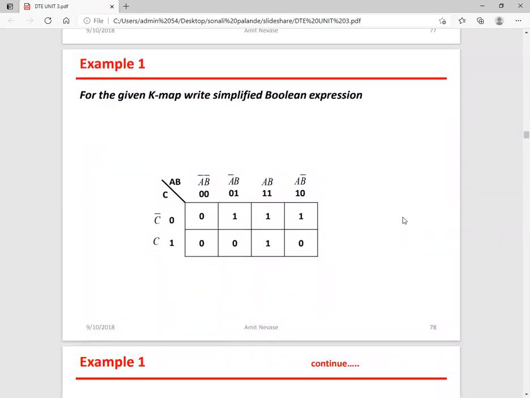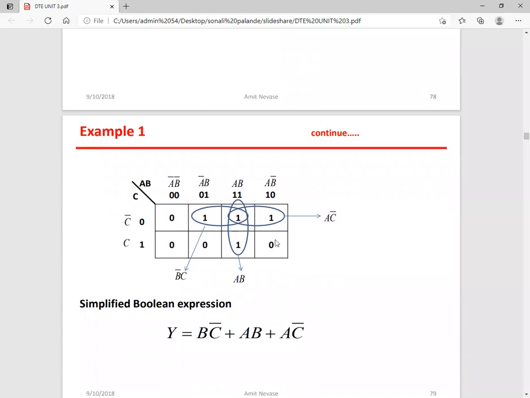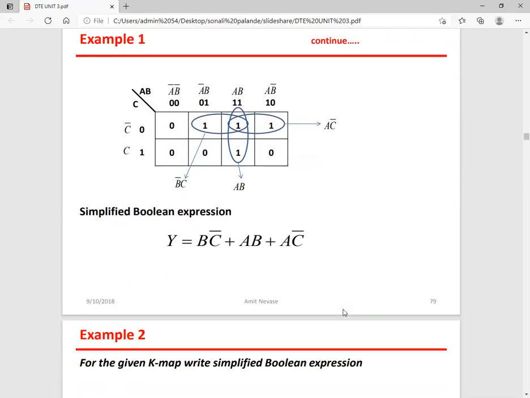So here is example number 1. For the given Kmap, write the simplified Boolean expression. The Kmap is given here. Here are the values of A and B, and here the values of C. In the first row: 0, 1, 1, 1, 0, 0, 1, 0. So here we can group these ones together, and these two ones together. Overlapping is allowed. The first group's equation is A C bar, the second group's equation is A B, and the third group's equation is B bar C. So the simplified Boolean expression is Y equals B C bar plus A B plus A C bar.